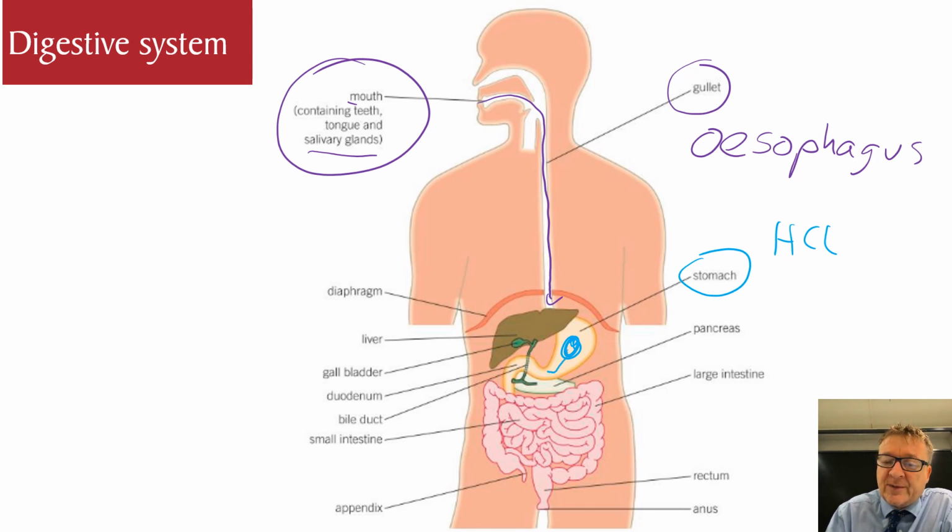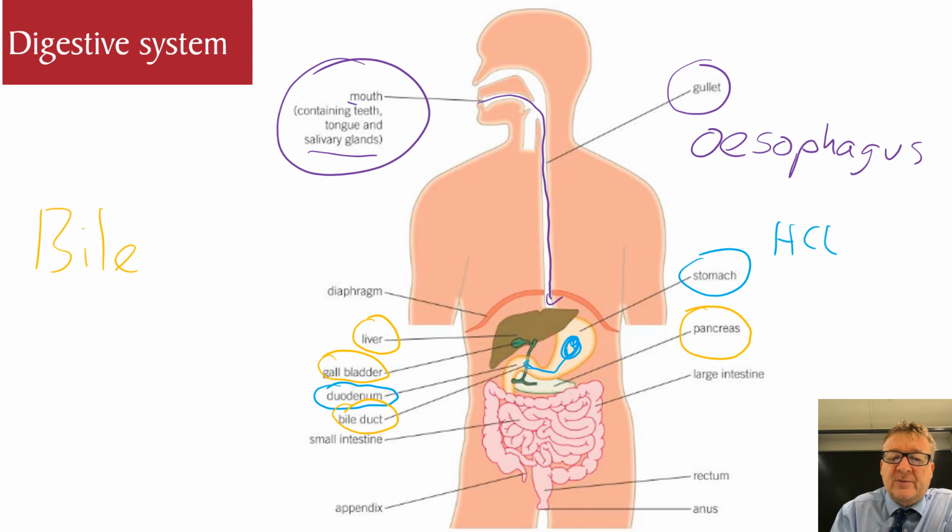Then the food comes out of the stomach and goes into a small part called the duodenum. Now the duodenum is the first part of the small intestine, and it's important because it's where the liver, the gallbladder, the bile duct and the pancreas feed in. The liver produces bile, right? What bile does is emulsify fats, which means breaks them down. So the liver produces the bile, it's then stored in the gallbladder, and then it's allowed into the duodenum, into the small intestine, via the bile duct.